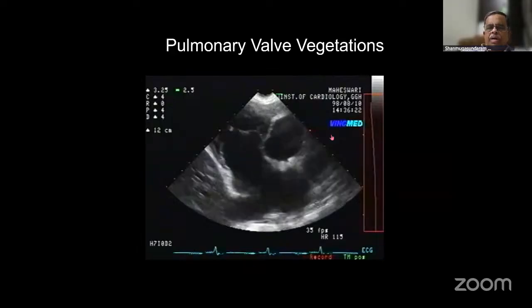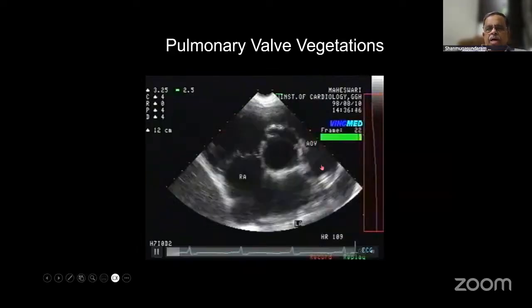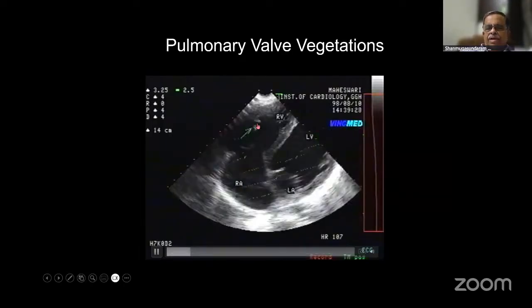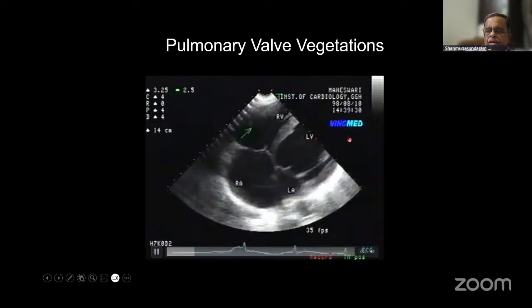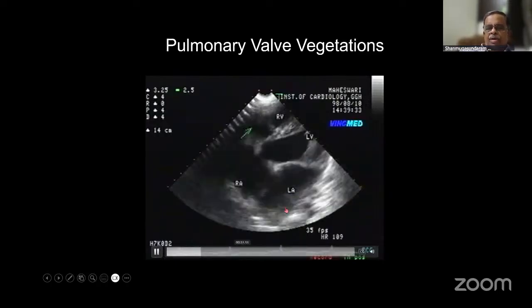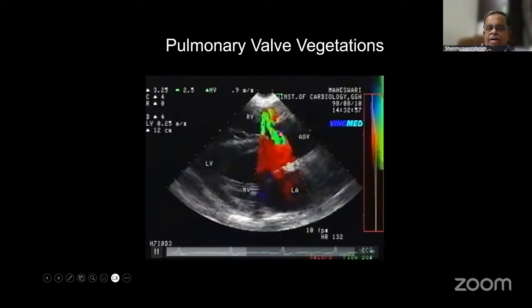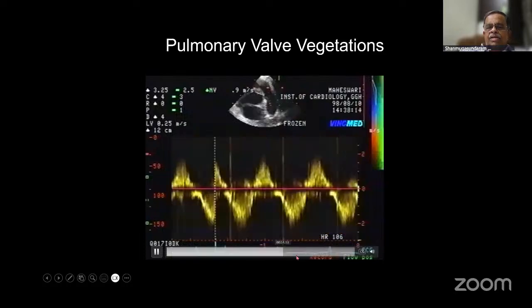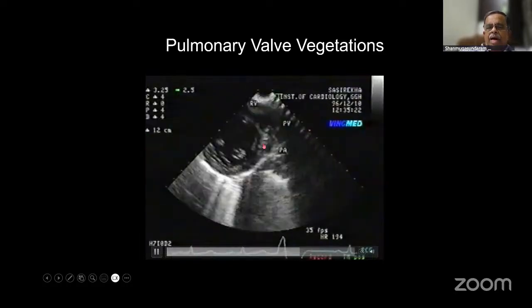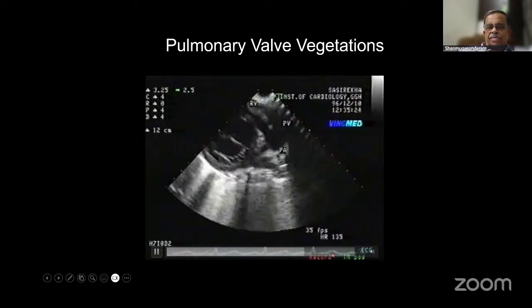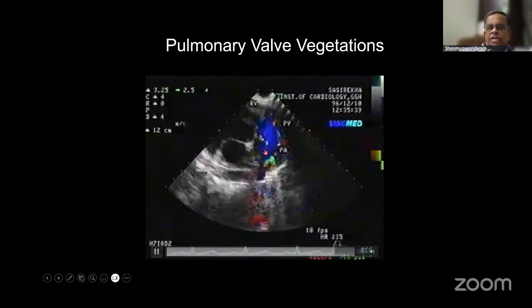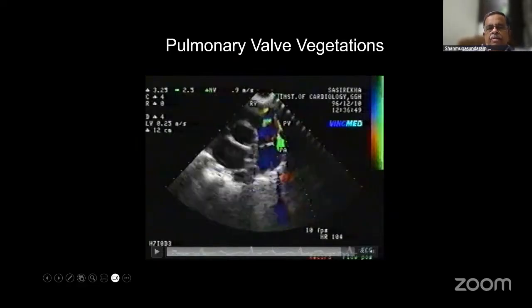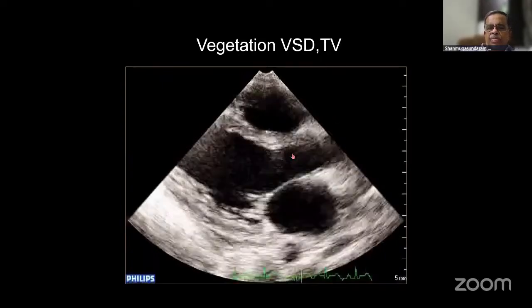Pulmonary valve may rarely be the site of vegetation. Some two or three examples of vegetations, then in the RV endocardium. This also occurred in a patient with VSD. The vegetations are there in the pulmonary valve as well as in the pulmonary artery. You can look at the oscillating mass in the pulmonary artery. And this patient has VSD.